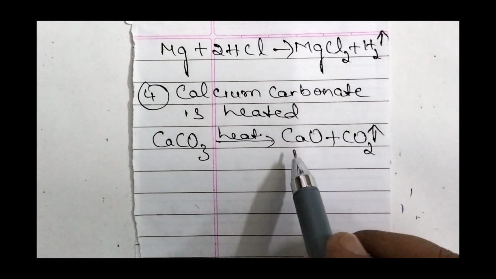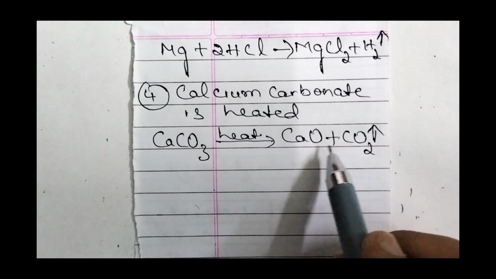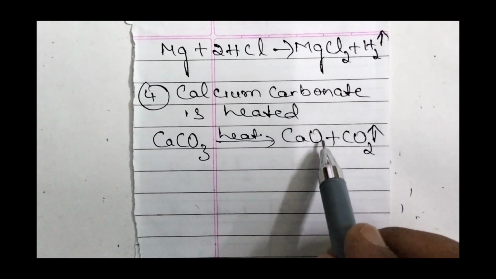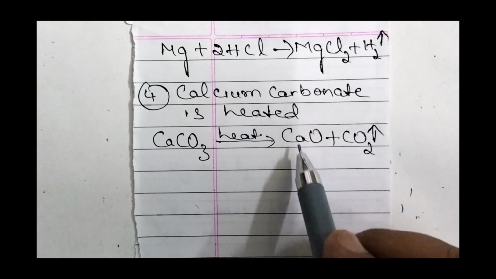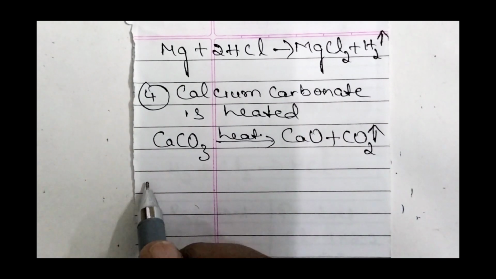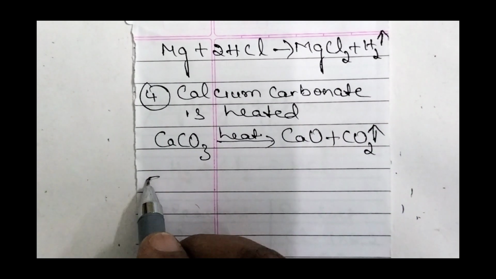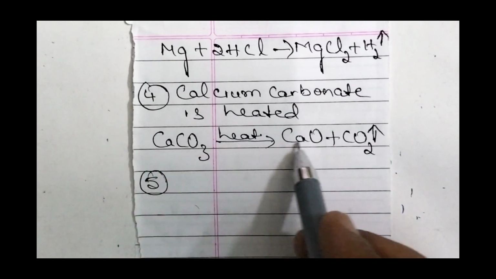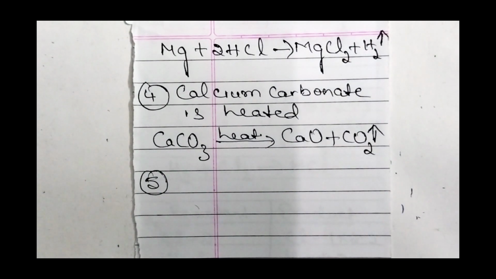CaCO3 gives rise to CaO plus CO2. This CaO is called quicklime, or calcium oxide. So this is a balanced chemical equation. I have directly written the balanced chemical equation.